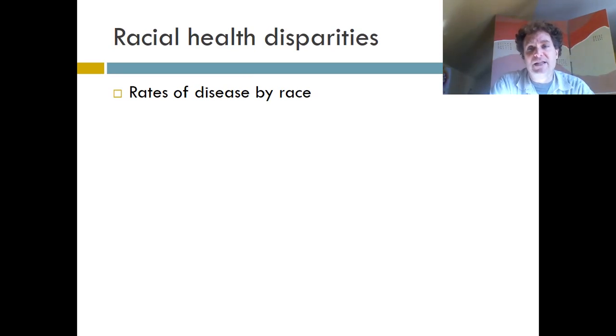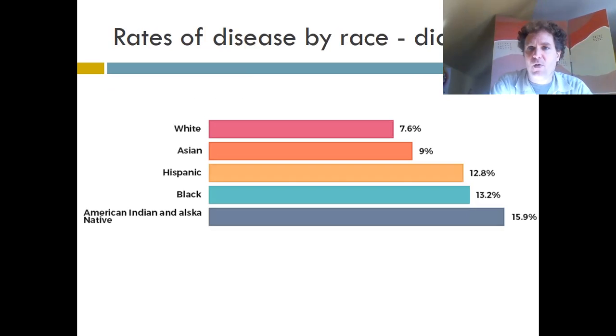Okay, so we can see this in a couple of different ways. The first way we can see it is rates of disease by race. We can look at a couple of common chronic diseases. First, diabetes. What we find is that there are different rates of diabetes by race. White Americans have the lowest rate of diabetes, followed by Asian Americans, Hispanic Americans, Black Americans, and then Native Americans. Hispanic, Black, and Native Americans have nearly double the risk of diabetes than white Americans.